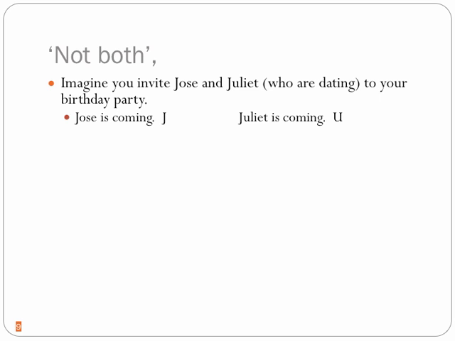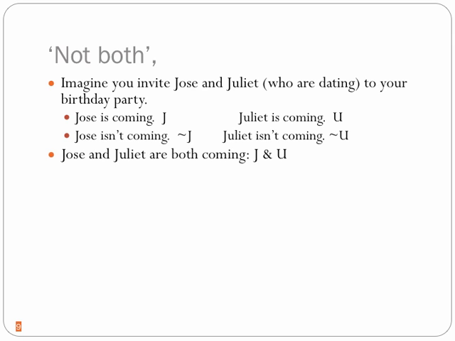How would we do Jose is not coming? And how would we do Juliet isn't coming? Well, we would just put a little negation in front of the J or the U. How would we symbolize Jose and Juliet are both coming? Well, both implies and, right? So it would be Jose is coming and Juliet is coming, which of course would be J and U. So I hope that makes sense. Jose is coming is J, Juliet is coming is U, Jose isn't coming is not J, Juliet isn't coming is not U. If they're both coming, then we could form a single sentence, J and U.